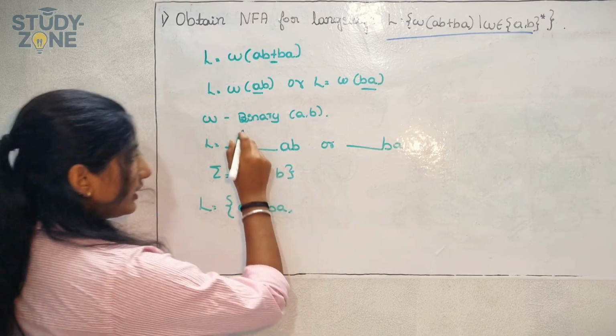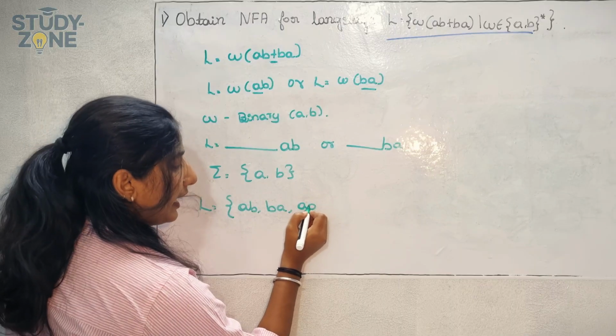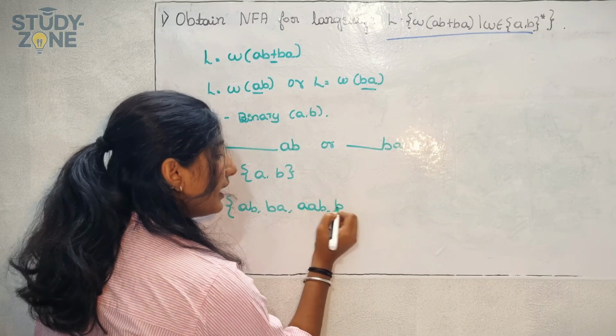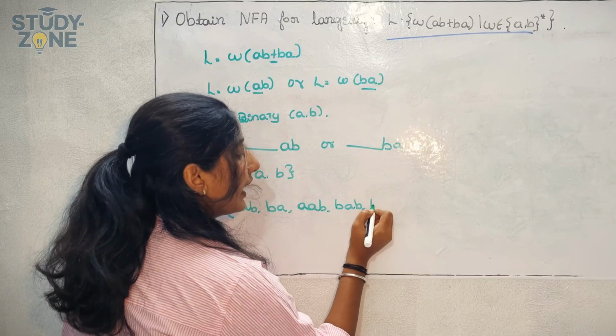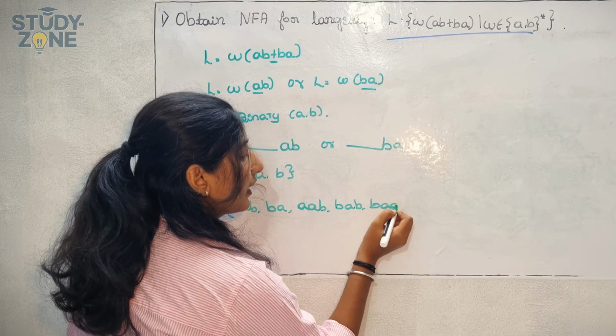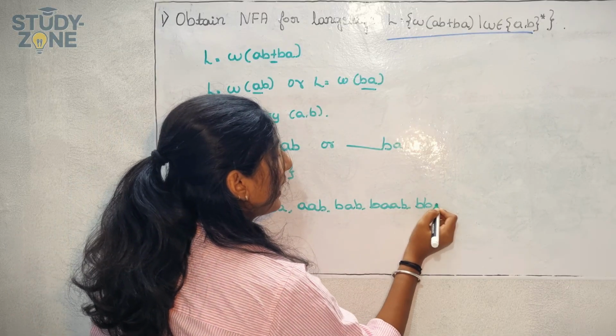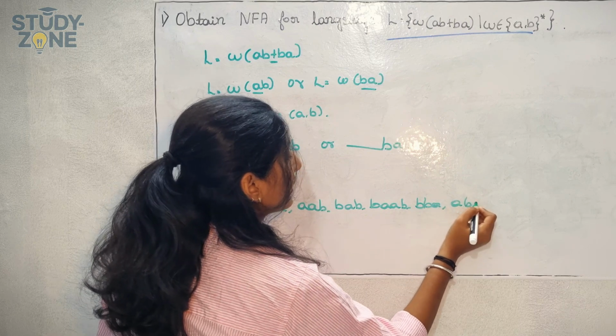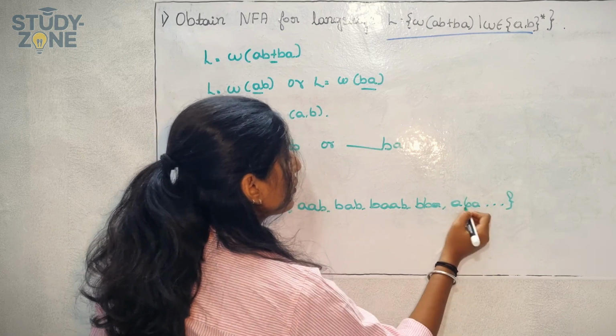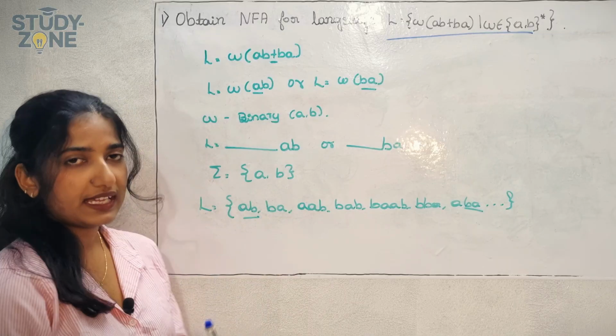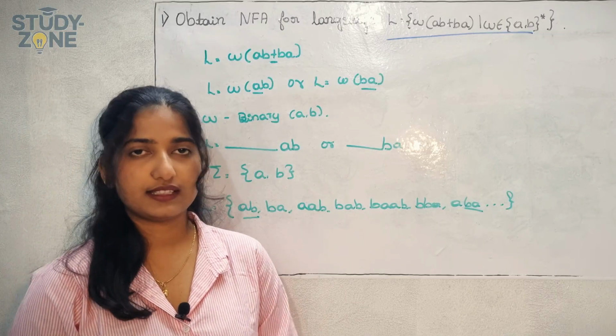Then in the starting, in the place of w, I can write aab or bab or abaa, bba, aba, like that. Ending we should have ba or ab as the ending. That's it, that's the thing.